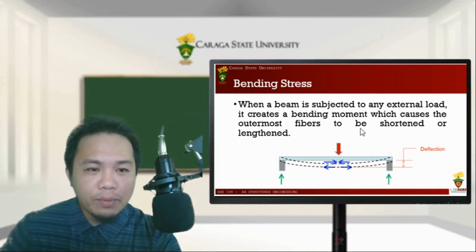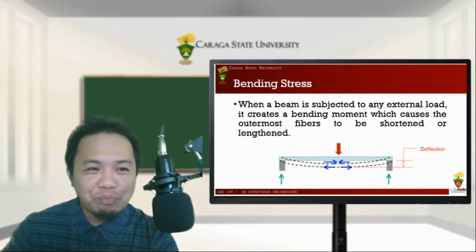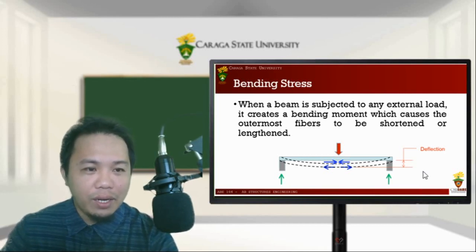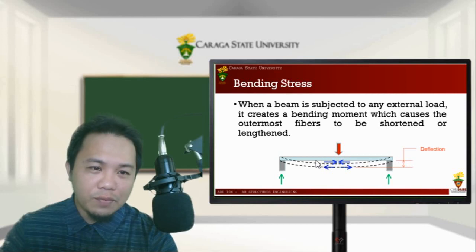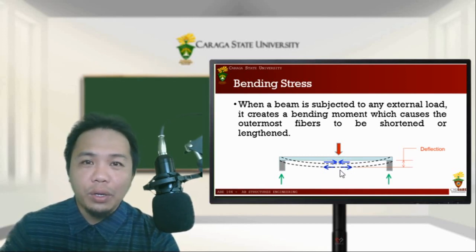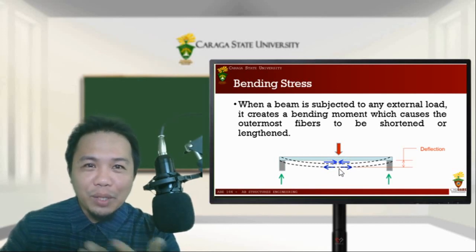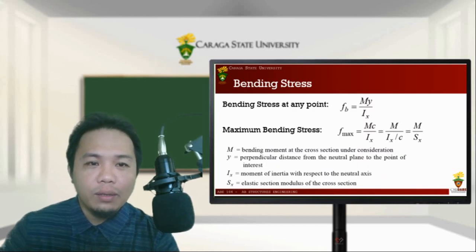Okay, so if this is a beam and you have this load, again we will consider the beam not rigid anymore. We will consider that the beam is now deformable, so it will deflect. This is the deflection here. Then at this part, the fibers will tend to compress, and this outer part here will experience tension. That's the very basic phenomenon that happens when a load is applied to our beam. With that phenomenon, we derive the bending stress.